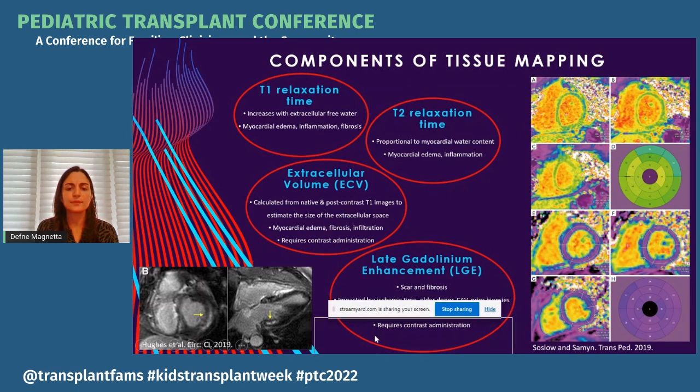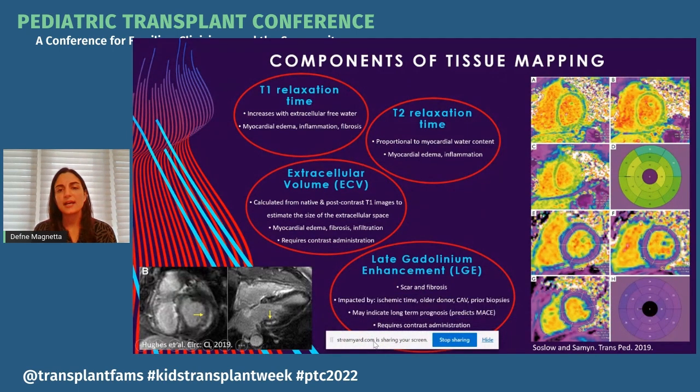This is not quite as sensitive for rejection. It can be elevated in other cases, so ischemic time, or how long it took to get the heart from the donor to the recipient during the operation. If you had an older donor, if there's coronary allograft vasculopathy, if there were lots of prior biopsies creating scar, you can get late gadolinium enhancement just from those things.